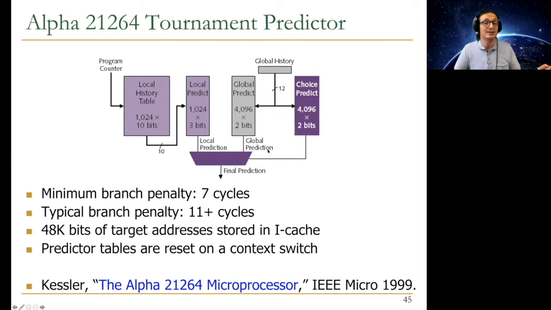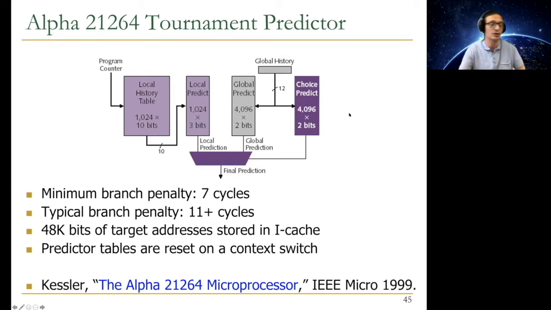And then you need to decide which one to use. And they have a choice predictor for this purpose. Basically, at a high level, the choice predictor keeps track of which predictor was correct. And based on which predictor was correct over time, it decides to use that predictor. So for example, you index this choice predictor using the global history, as shown over here. If the global predictor is historically correct at that history, then you choose the global predictor. If the local predictor is historically correct at that history, then you choose the local predictor.